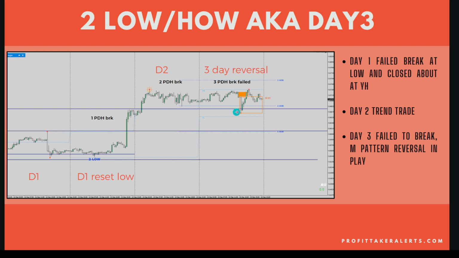So that was it. Now, this can happen where it's not really a beautiful long trade, right? But I just want to show you that you can have it, and then again, you can see here this M pattern, right? That did occur for the 3-day reversal, okay?